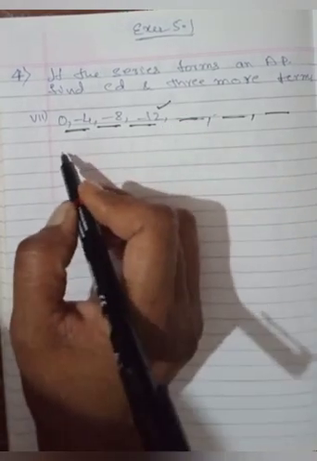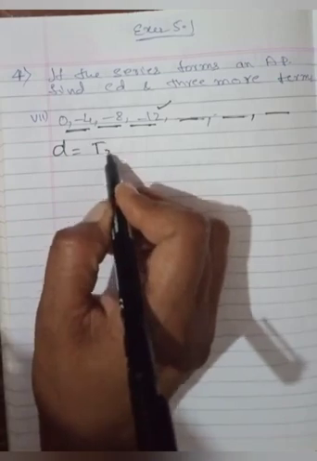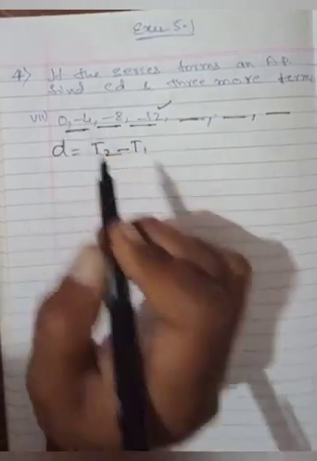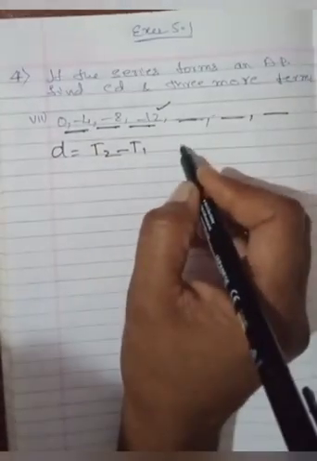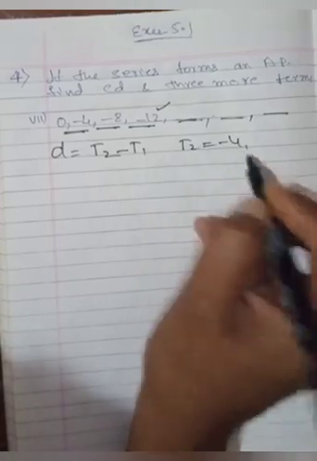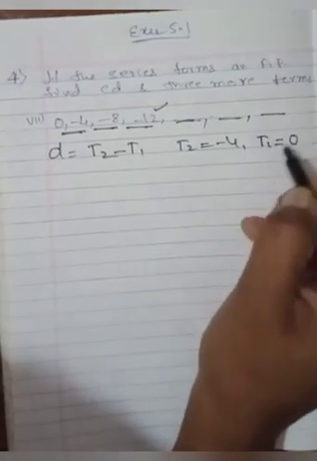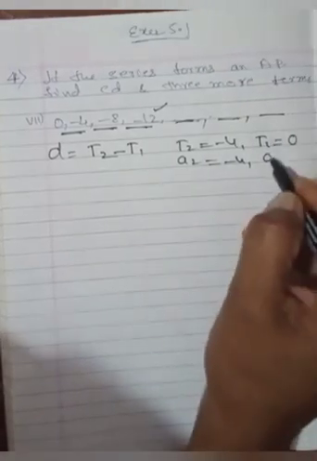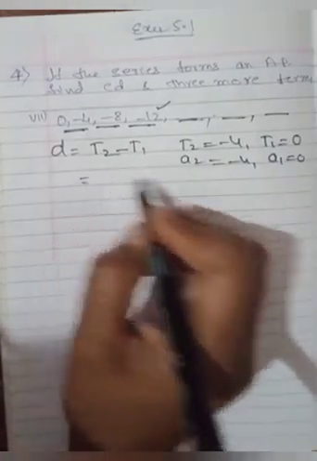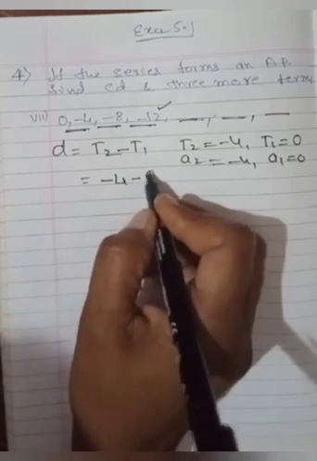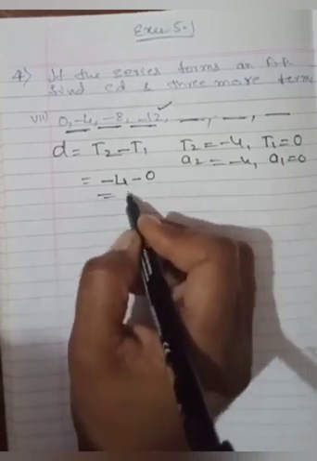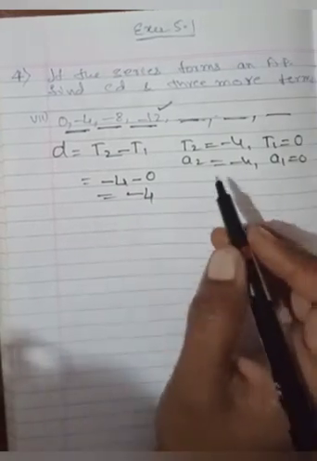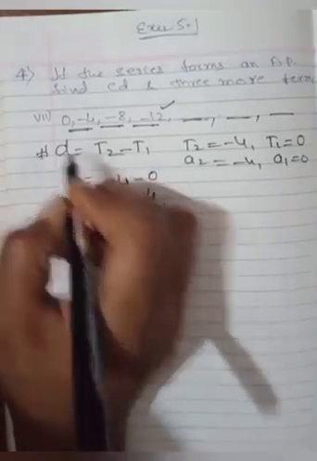Now look at this one here. The first difference I am finding is T2 minus T1, the second term and the first term. The second term is minus 4, and the first term is 0. Or you can say A2 minus A1, that is A2 equal to minus 4 and A1 equal to 0, which is minus 4 minus 0, which is minus 4 only. It is not 0. This is the first difference.